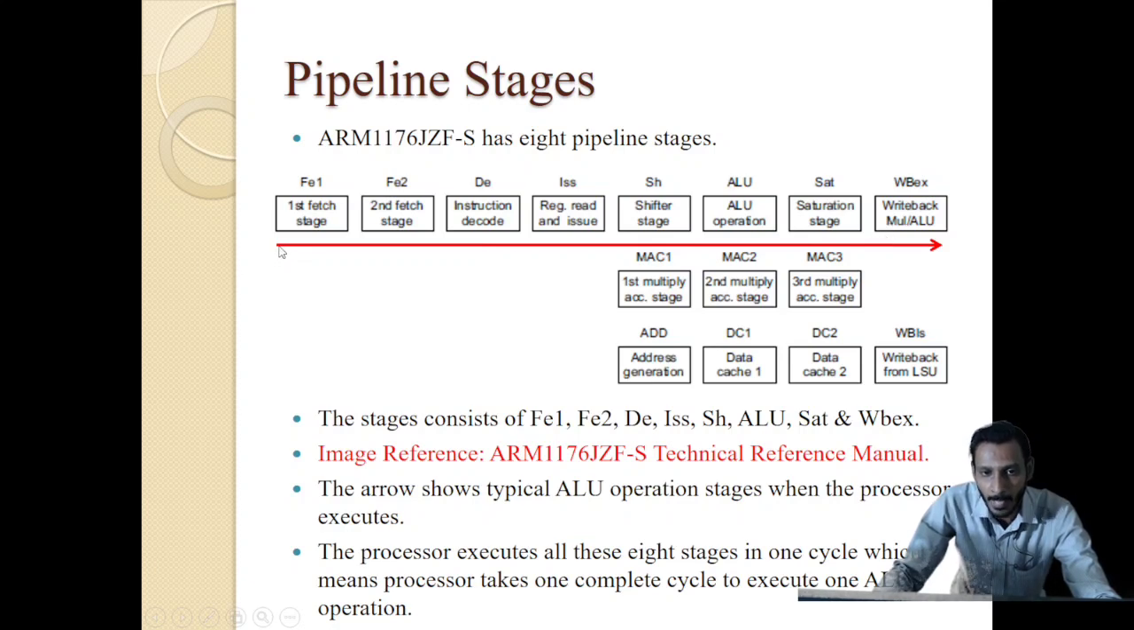So this is the common 8 pipeline stage flow whenever the processor executes, shown by the red arrows starting from FE1 to the WBEX execution stage. This image has been taken from the ARM1176 technical reference manual. The arrow shows the typical ALU operations when the processor executes. The processor executes these 8 stages in one cycle. So the processor takes one cycle to execute one ALU operation. This is a simple calculation: whenever the processor performs one ALU operation, it takes one machine cycle.